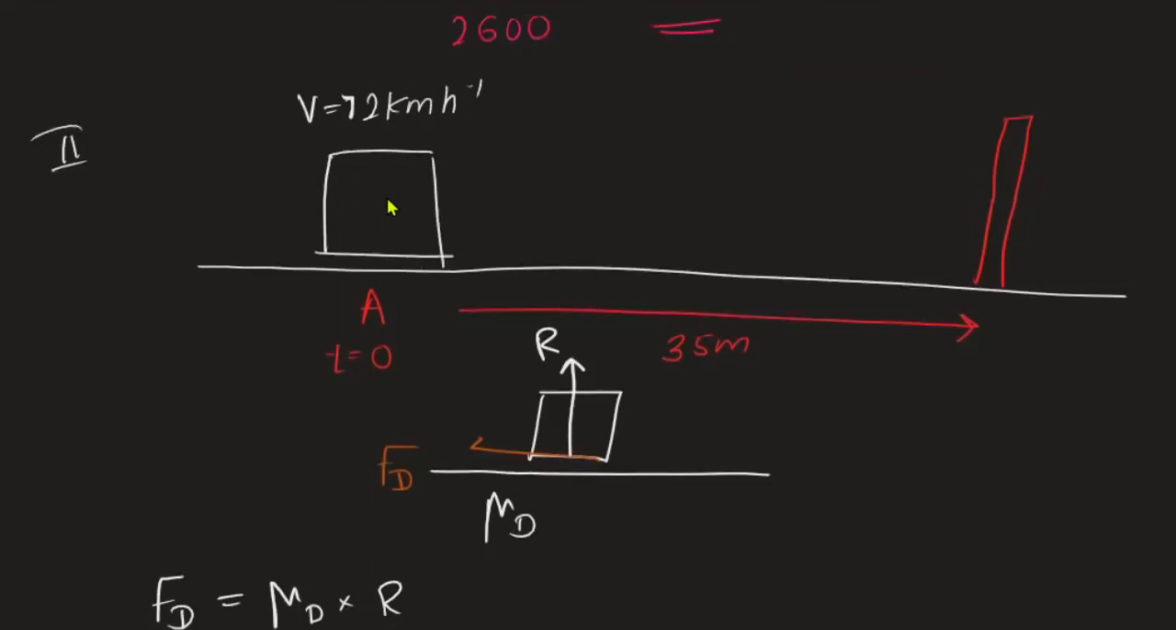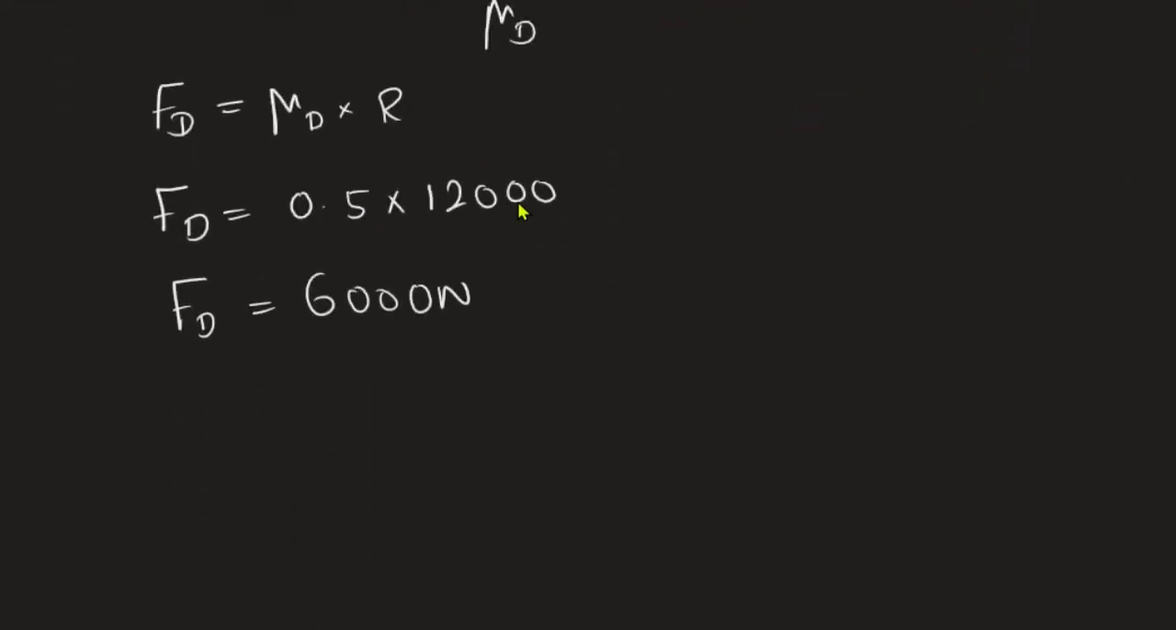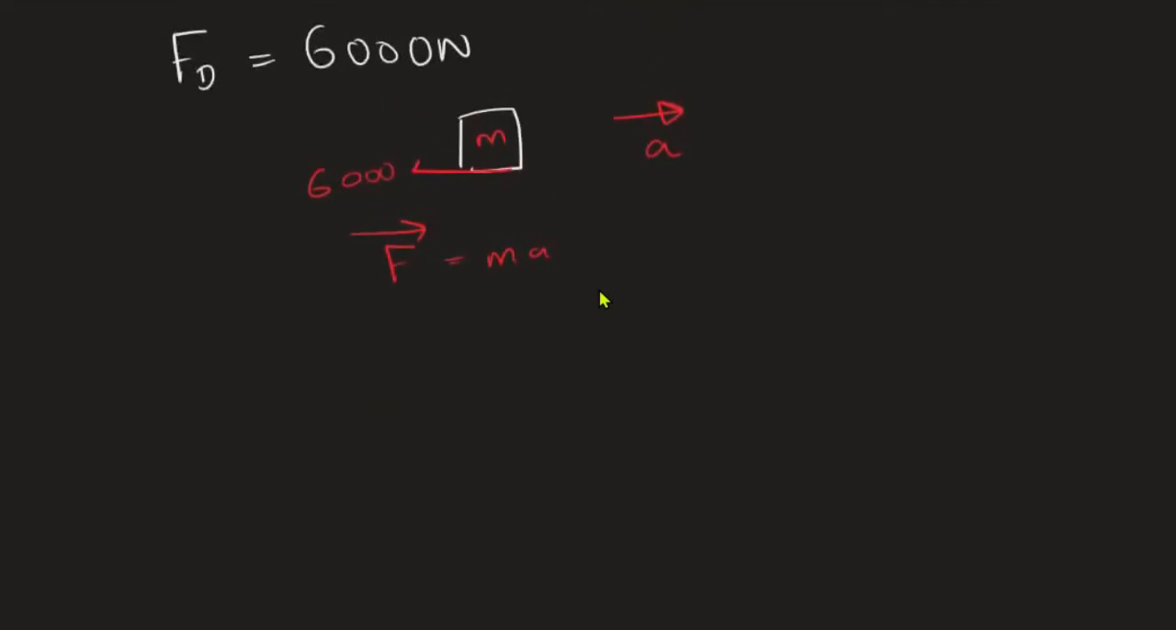Now, we need to find the deceleration. Applying brakes means it's going to go in a deceleration. So how will we find that? Simply, to this car, the only force that is acting is 6,000 newtons in the backwards. This is moving in the forward direction. Its mass is m. I will apply F equals ma in the forward direction, right? Simply, I can find the deceleration.